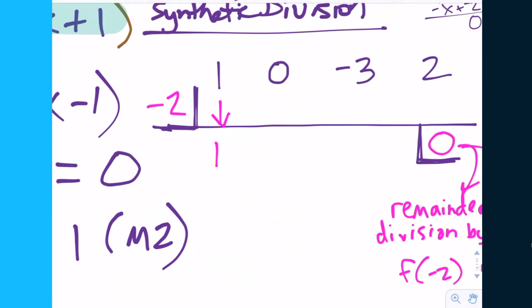You're going to multiply along the bottom this -2 in the test slot times the 1, and then you're going to slide the result up in the next column. So it's -2 times 1, -2. Now you're going to add vertically. The columns get added. 0 plus -2 is -2. And then the process repeats. You multiply. -2 times -2 is +4. And then you add vertically. 4 plus -3 is +1. Again, -2 times +1 is -2. And you add vertically, and lo and behold, we get 0.